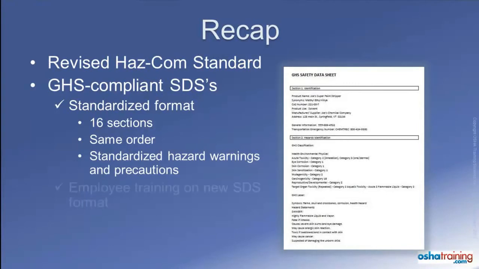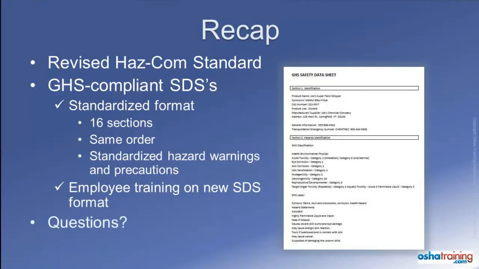Also, employers must provide training for affected workers so they can find and understand the information that appears on safety data sheets. If you have any questions about the GHS format for safety data sheets or about the hazards of any of the products you work with, contact your employer safety representative or feel free to contact the safety professionals at OSHA Training Services through our website.